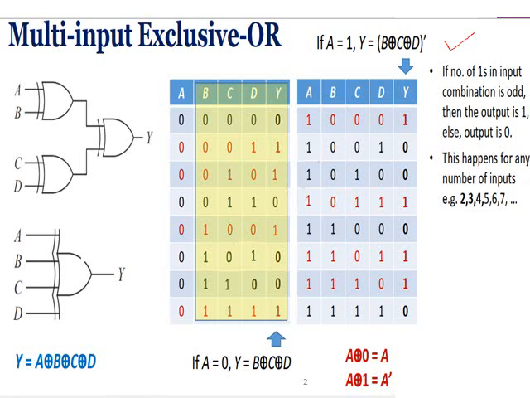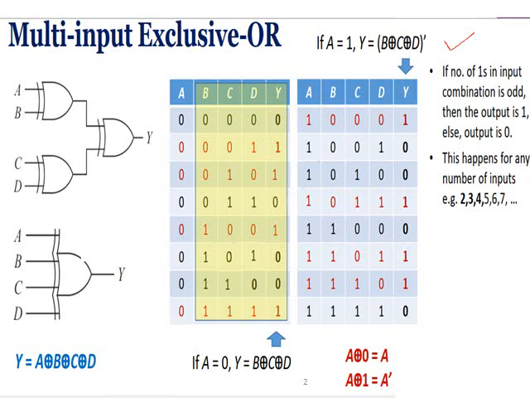The main property is we can see that in the first row A, B, C, D are all zeros and the output is 0. That means the number of ones is 0, so the output is 0. In the next input we have D equal to 1, so the number of ones in the input is 1. Now it is odd, so output Y equals 1.